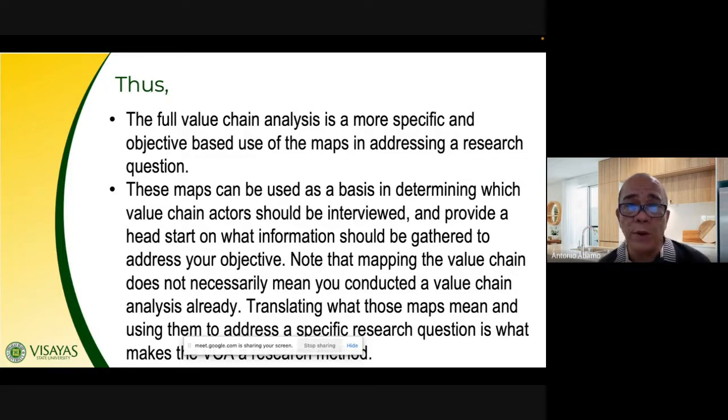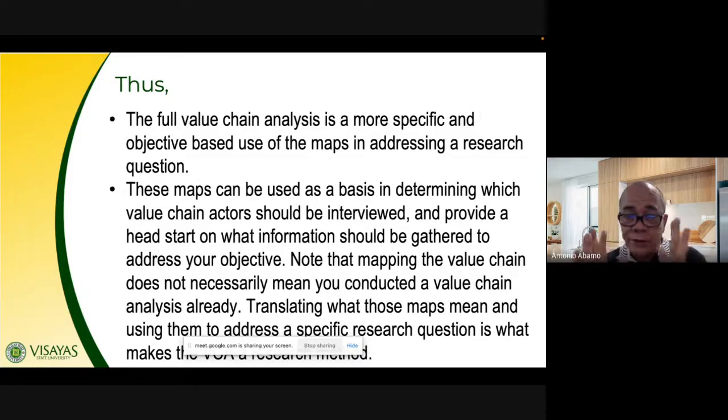What is accomplished after the mapping is really a readable value chain analysis that will tell us the total dynamics of the industry or a particular enterprise or a particular commodity chain. Thus, the full value chain analysis is a more specific and objective use of the map in addressing a research question. These maps can be used as a basis in determining value chain actors, not only to be interviewed, but also in terms of possibility for intervention or improvement.